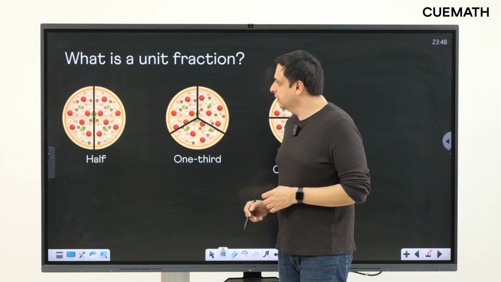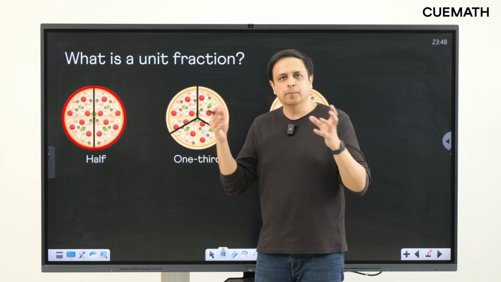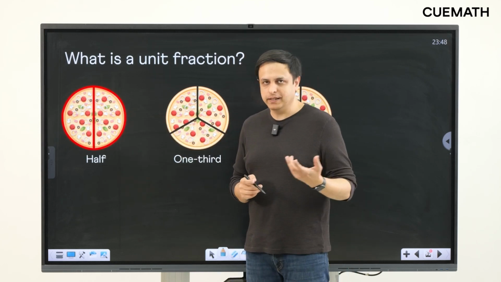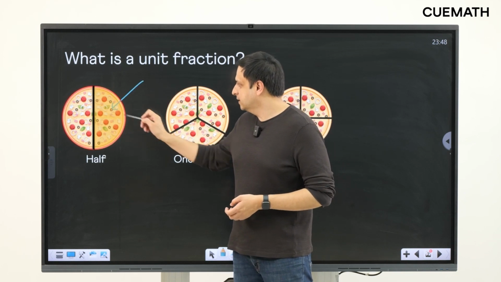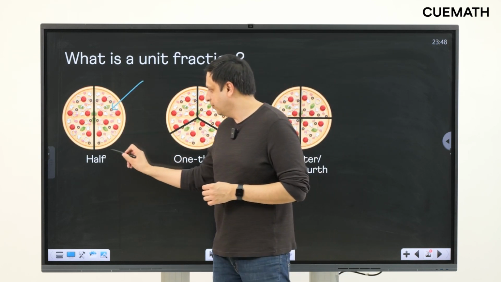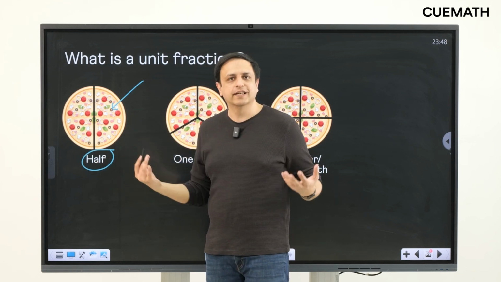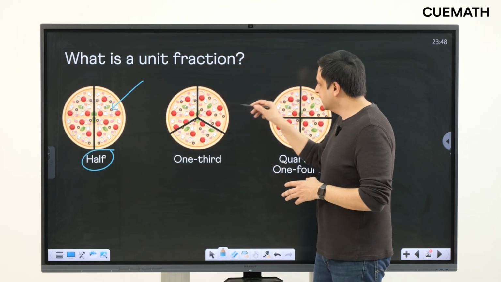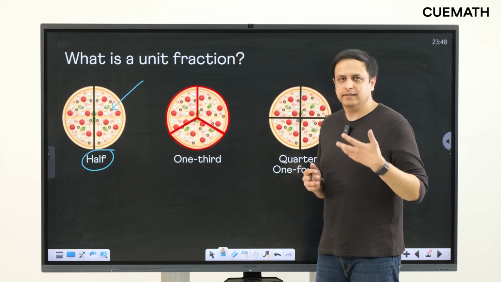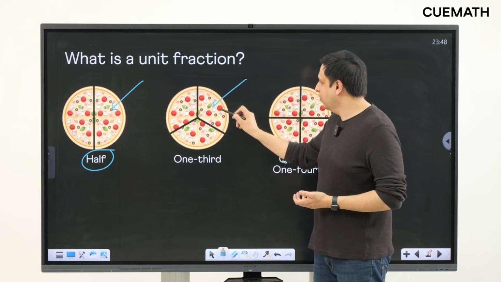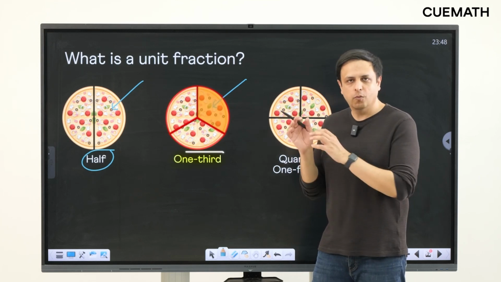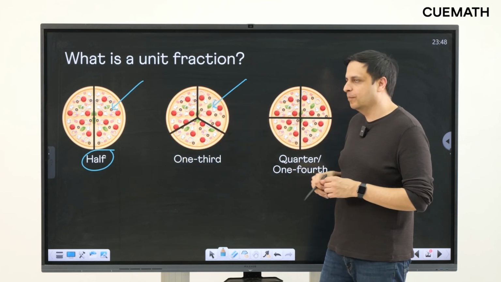This first picture here has a whole pizza, a complete pizza, divided equally or sliced equally into two parts. If you take any one of those parts or slices, that represents the unit fraction half, because it is half of the whole pizza. Now in this case, we have the whole pizza sliced equally into three slices, three parts. If you take any one of those parts, that represents the unit fraction 1/3, one of three total parts.